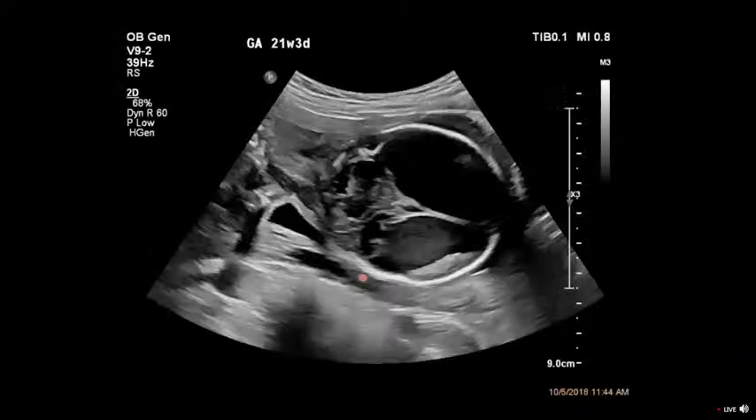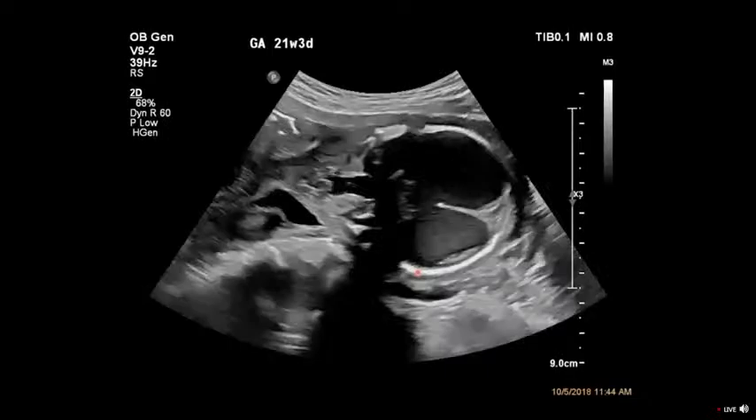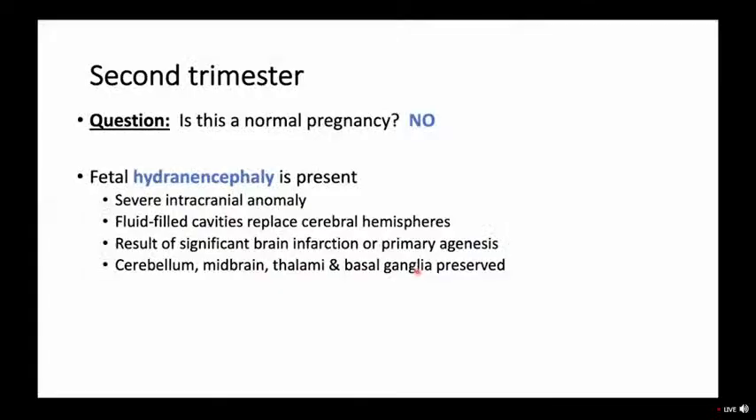There's that dependent debris. Posterior fossa completely normal. Look at this beautiful cerebellum, vermis, cisterna magna, perfect interhemispheric fissure. This is called fetal hydranencephaly, a massive anomaly, really large fluid-filled cavities that replace the cerebral hemispheres.